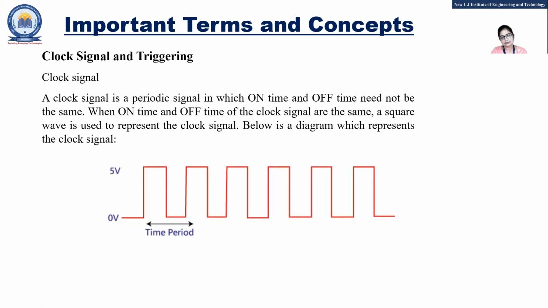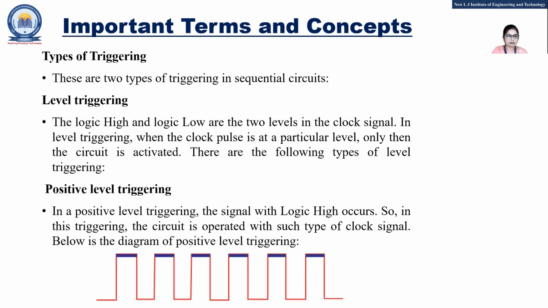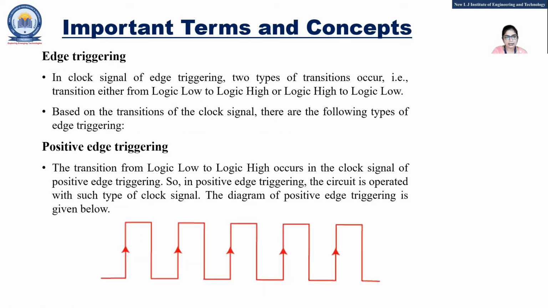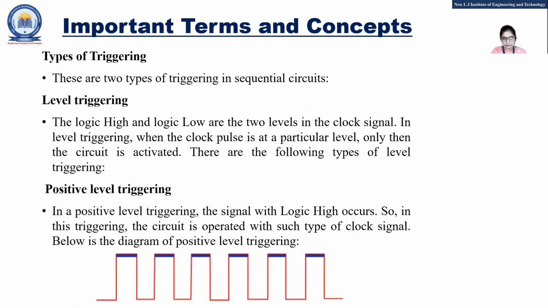In the digital systems, we are using triggering: level triggering, positive level triggering, negative level triggering, as well as edge triggering. So what is the difference between these two, level triggering and edge triggering? Because in the digital systems, we are using this level triggering as well as edge triggering. So first we will see the difference between these two concepts.